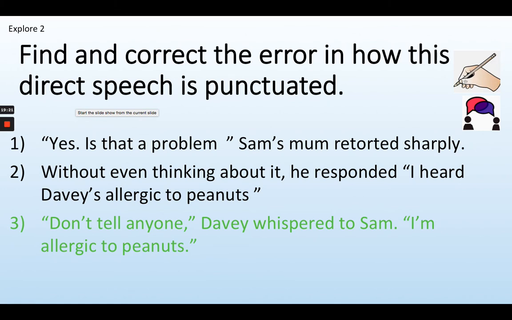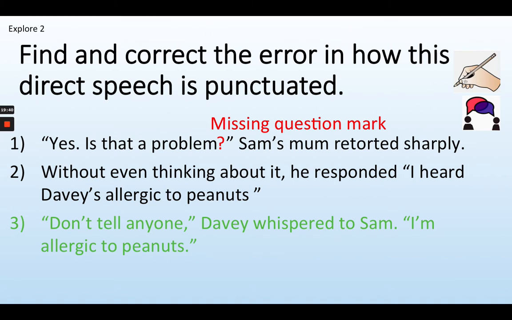Let's start with number 1. I'm sure you all saw that we're missing a question mark. Remember, we need that punctuation inside the inverted commas. Everything else in number 1 is correct. Let's look at number 2.